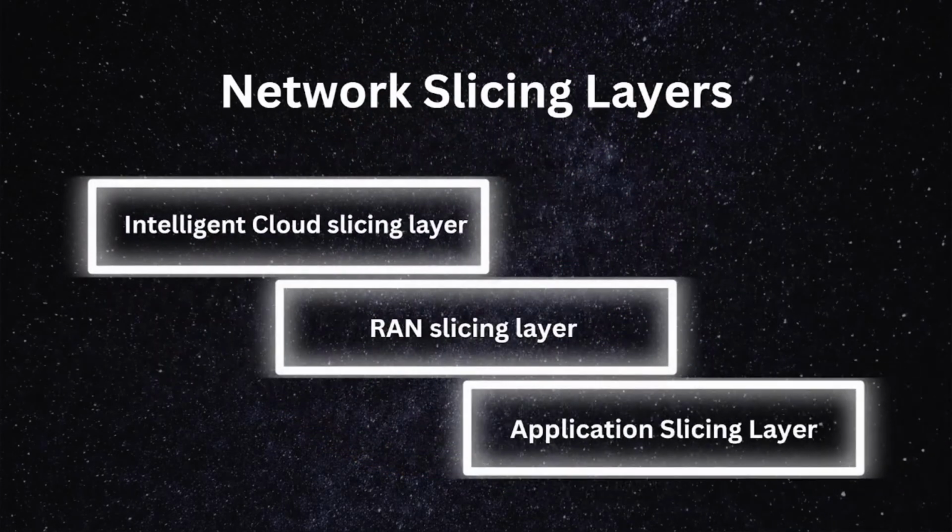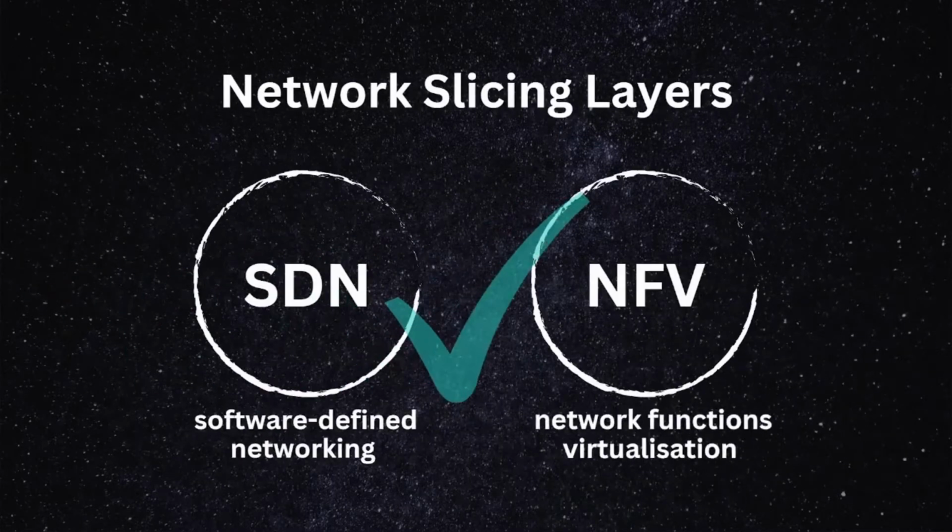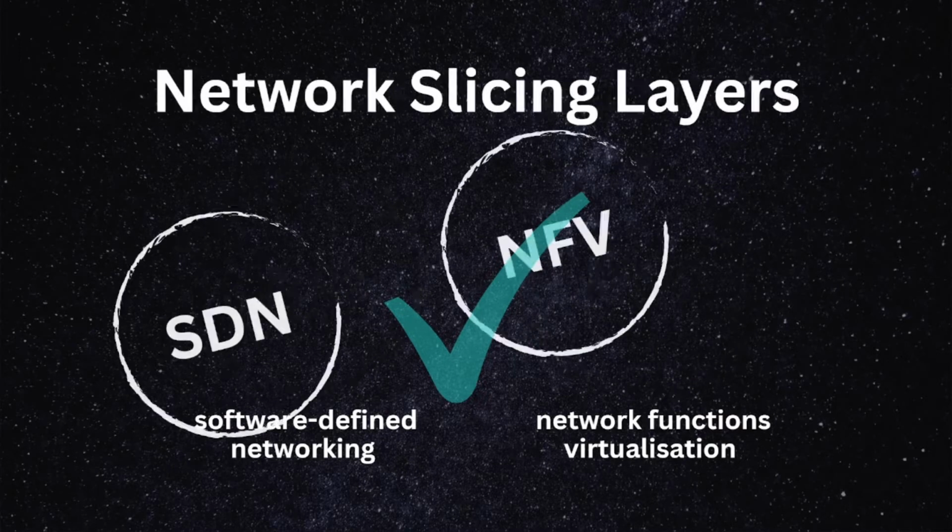There are three different layers for the network slicing in B5G. From the top, we have the intelligent cloud slicing layer, followed by the RAN slicing layer, and lastly, the application slicing layer. These can be achieved through two functions: software-defined networking, which is used for dynamic and flexible slice configuration, and network function virtualization, which supports elementary network functionalities and virtualization.